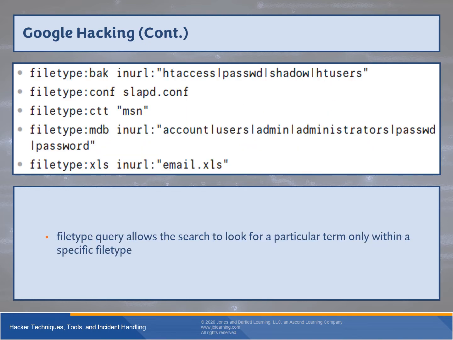Here we have filetype BAK. So if we go to htaccess, password, shadow, htusers, it's looking for a backup file. A backup file may actually contain a password digest.